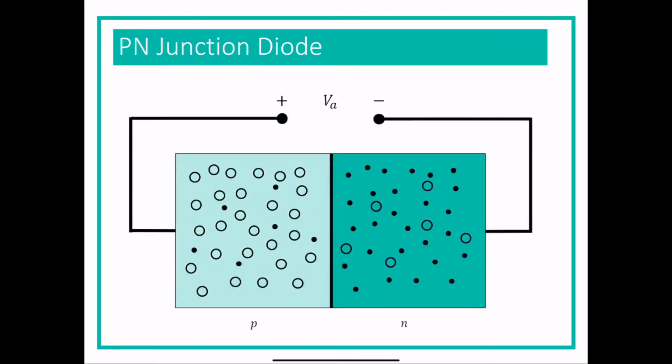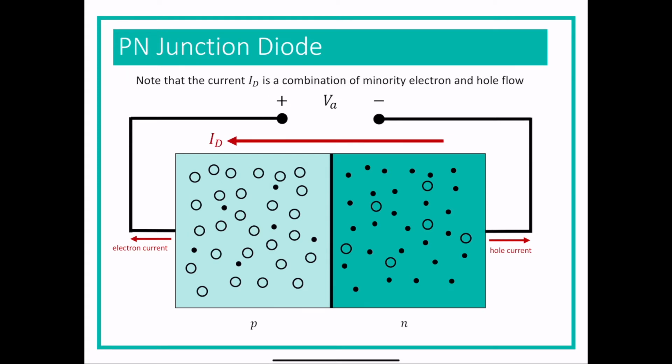So what we have is a p-n junction in which there are more holes on the P side and more electrons on the N side, but there are minority carriers on each side. And what ends up happening is, with the electric field being such that it is, the positive charge attracts electrons, and the negative charge attracts holes, and they begin to move. The hole current is comprised completely of minority carrier holes. The electron current is comprised completely of minority carrier electrons, and the current in the diode I_D is just a combination of both of those.